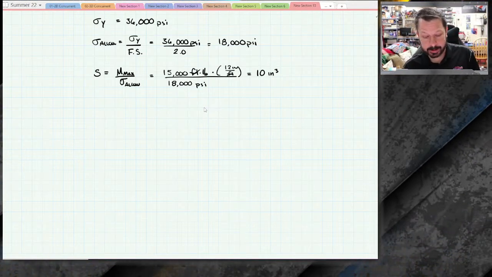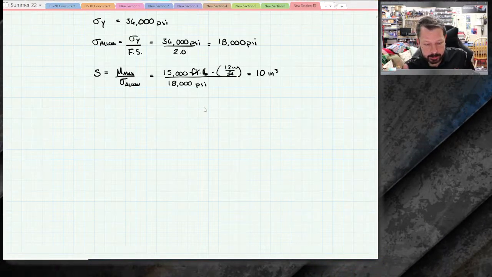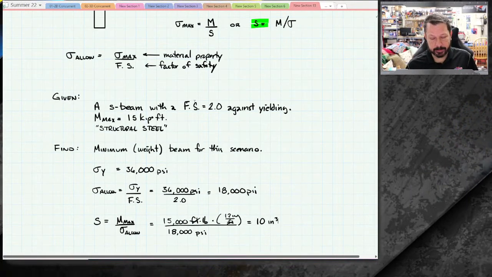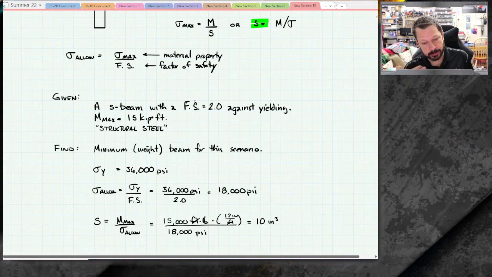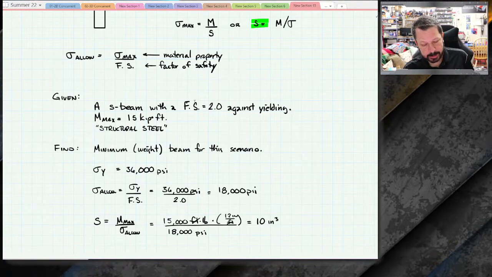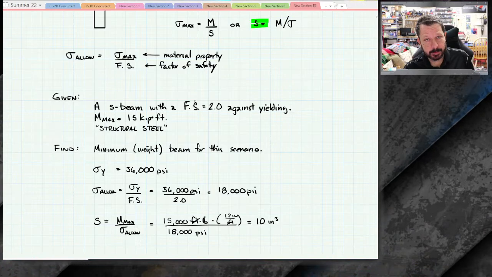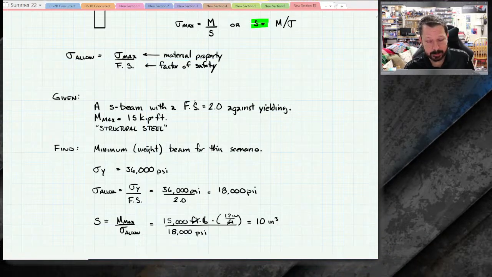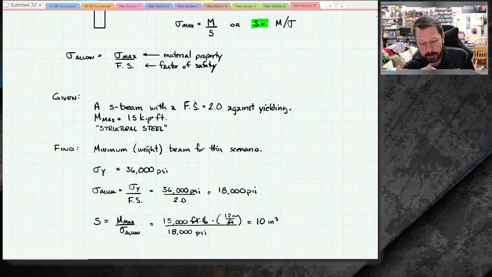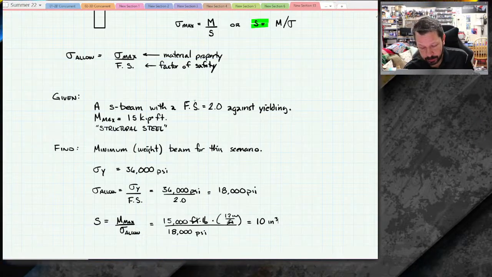All right, so what do I do with that number? That number means that the minimum section modulus that will satisfy this condition, I've got a factor of safety of 2 against yielding, made out of structural steel. It is a maximum bending moment of 15 kip feet, all of that kind of stuff. The minimum beam that will satisfy this and meet my criteria, particularly the factor of safety of 2, being made out of structural steel, has a section modulus of at least 10 inches cubed.